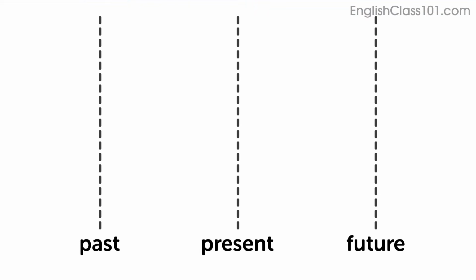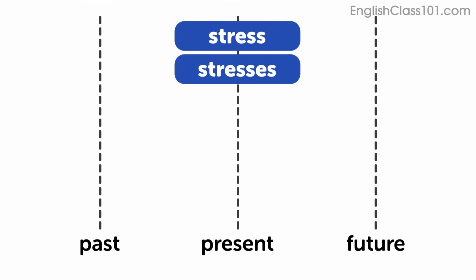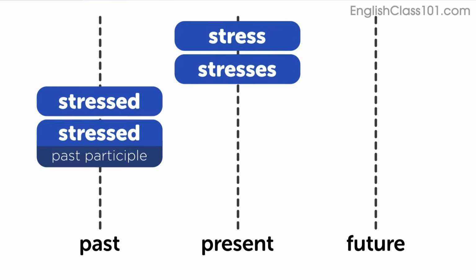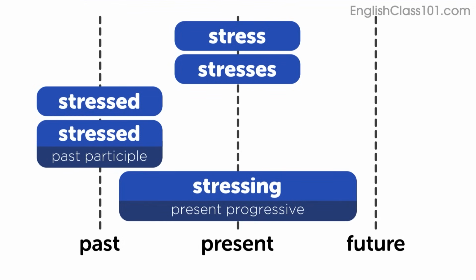Okay, now let's look at the conjugations for this verb. Present: stress, stresses. Past: stressed. Past participle: stressed. Progressive: stressing.